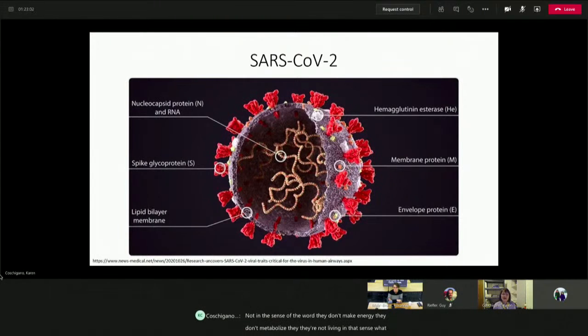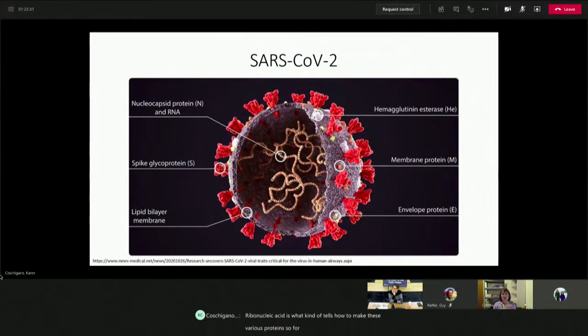What they do is they infect, and then they hijack the machinery in the host and get that host machinery to translate the RNA. SARS-CoV-2 is an RNA virus, and that's depicted here with these squiggles. The RNA, ribonucleic acid, is what tells how to make these various proteins.